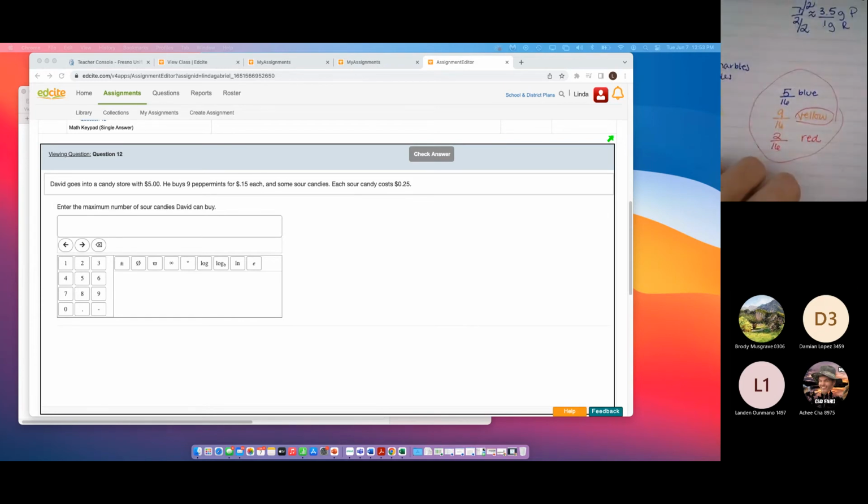So maximum number, my whole number value, is going to be 14. So 14 is the maximum number of candies you can buy.